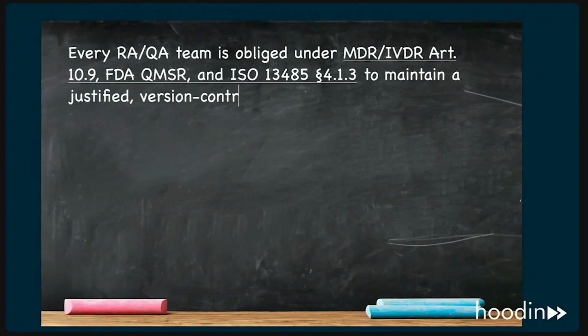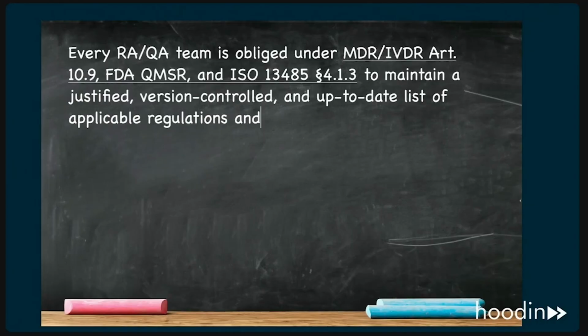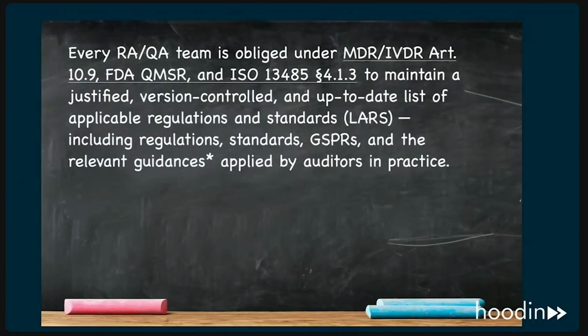And we keep on repeating this because it's so important that if you have a product that is manufactured or distributed throughout the European market, and I would say not only the European Union market, it also goes for UK, Switzerland, Norway, and so forth, and all the EEA countries and all the candidate countries as well, you need to maintain a justified version control and up-to-date list of applicable regulations and standards, which we call LARS for short.